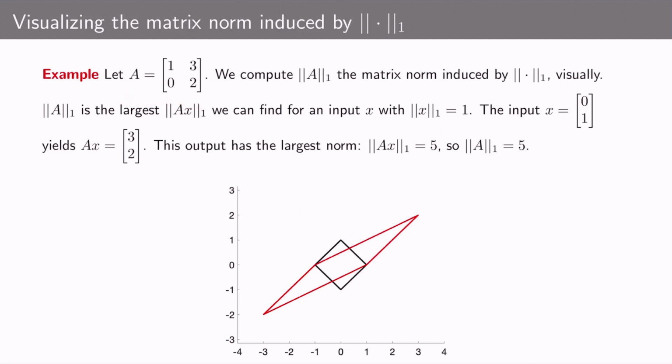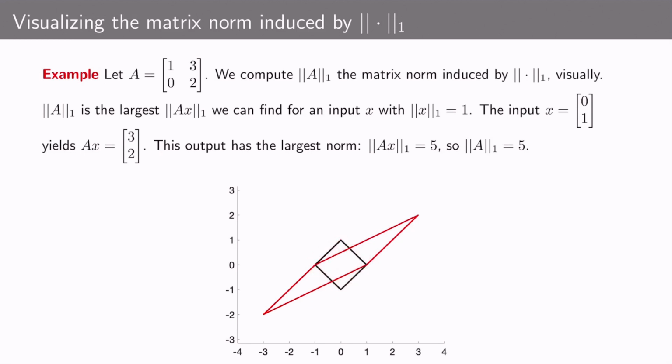I'm going to choose the 1 norm on R2 to induce the 1 norm of the matrix A. So, by definition, the 1 norm of the matrix A is going to be the largest 1 norm of Ax, where the input x is chosen with norm 1. A really nice way to visualize this is to take all of the vectors x with norm 1 and then to hit them all with A.